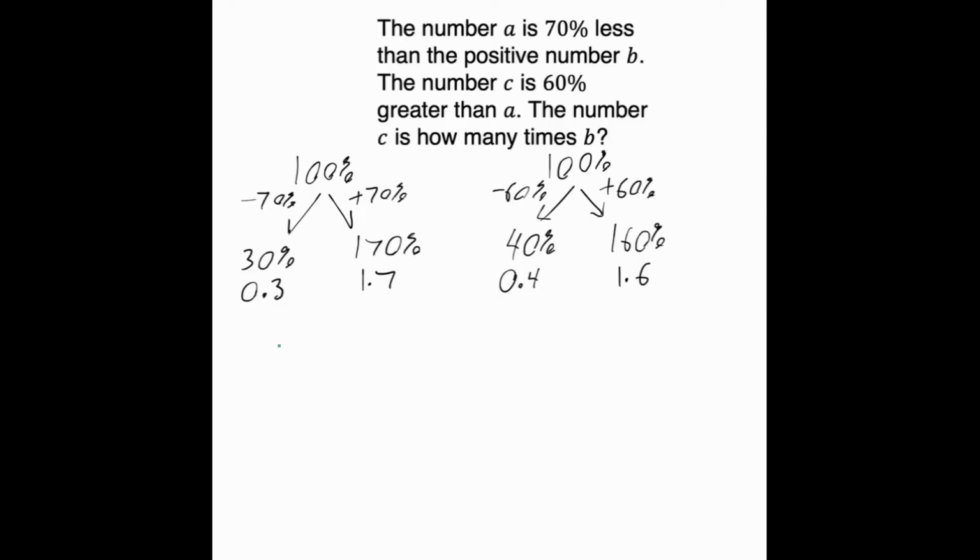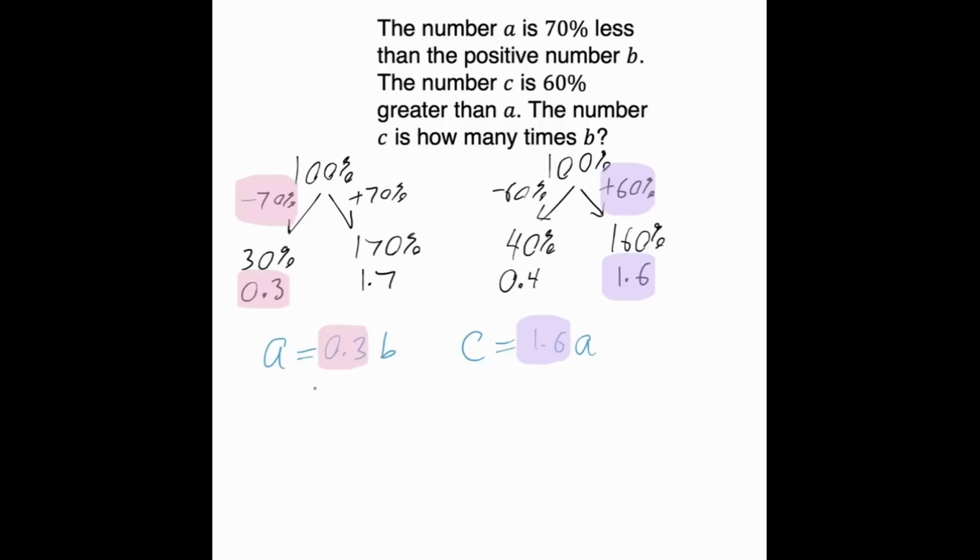Now the question says A is 70% less than B. And just remember, 70% less means we multiply by 0.3, and that's where we got that from. But we're also seeing that C is 60% greater than A. So 60% greater, that's right here, that means we multiply by 1.6. So now we're being asked to relate C and B.